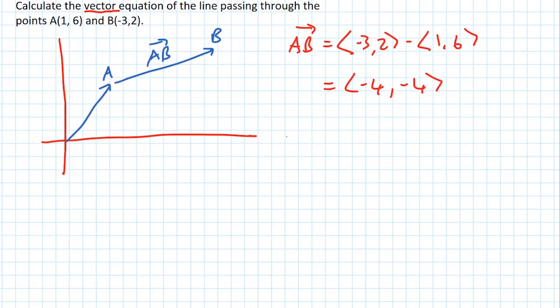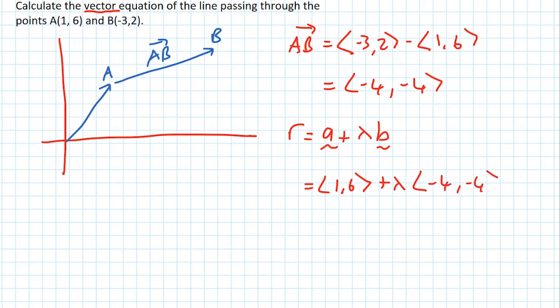Now to write the vector equation r, I need a point on the line, point A, and then we're going to add some lambda multiple of b, where b is just the direction of the line. So a point on the line, we know what point A is, so we can go (1, 6), and then we're going to add some lambda value of b, where b is (-4, -4).